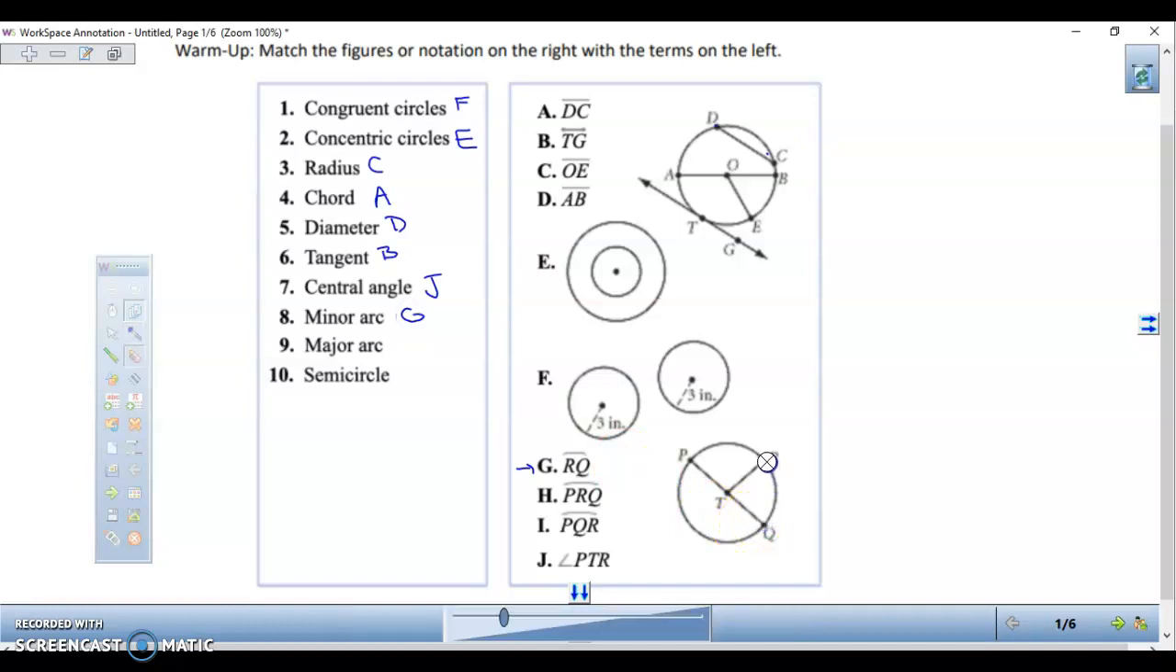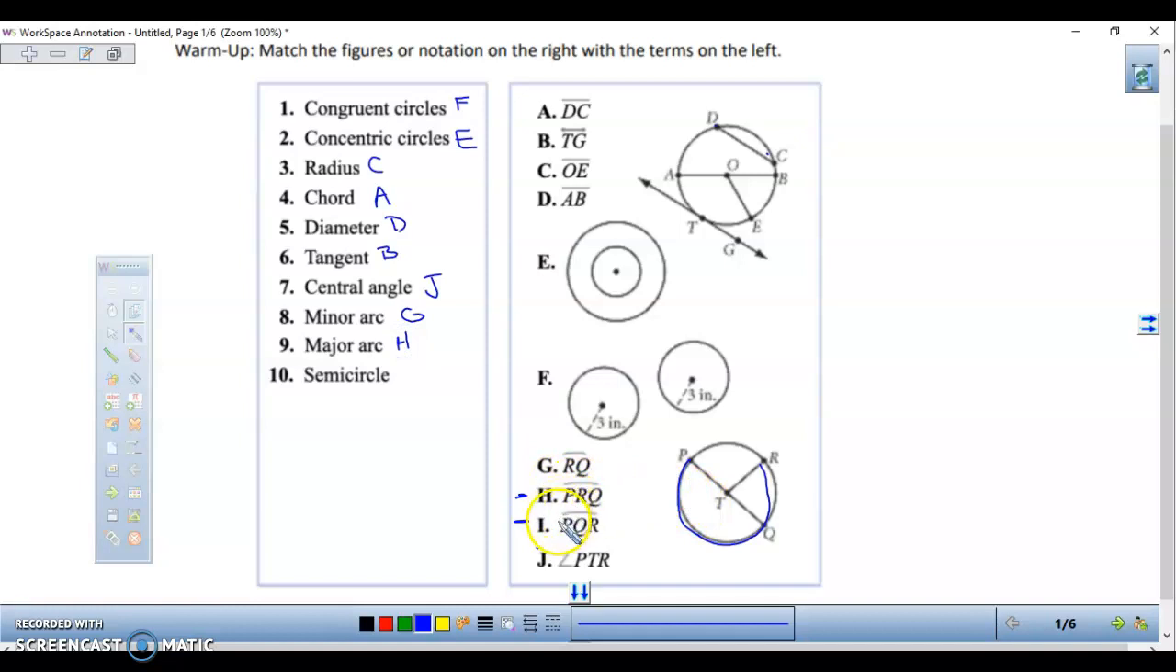Next, a major arc. A major arc is an arc that is more than half the circle. So it's either going to be H or I because you name a major arc with 3 letters. So let's just take a look. PRQ is half the circle. And then PQR, from P through Q to R, that is more than half the circle. So PQR option H would be the major arc.